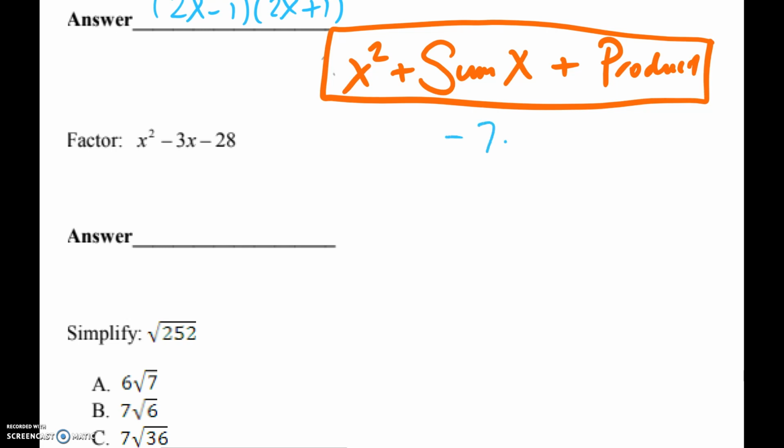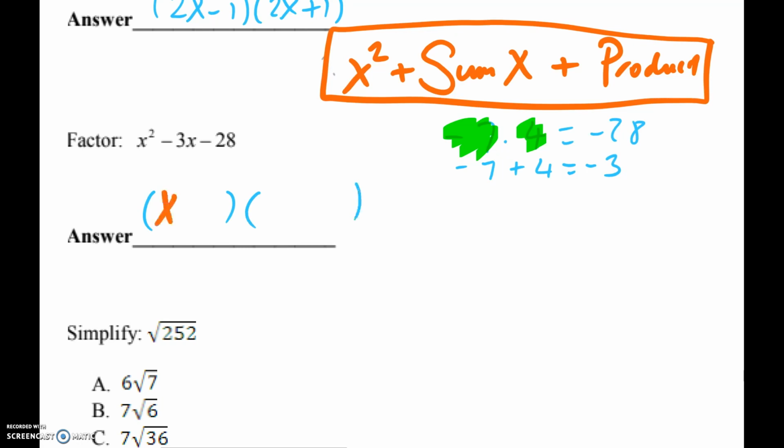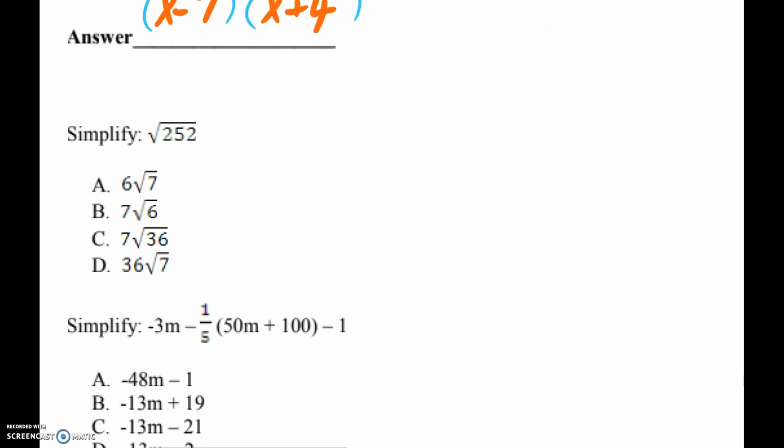Negative 7 times 4 is actually negative 28. And their sum is negative 3. It works. So my magical numbers are negative 7 and 4. That's why my answer is x minus 7 times x plus 4. These are my factors. We can solve a couple more.